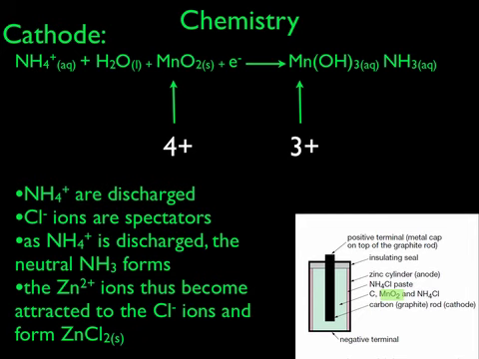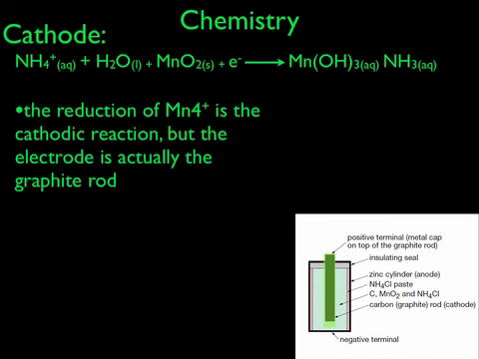So at the start of this reacting process, there is no zinc chloride present at all, but as the cell starts to be discharged overall, more and more zinc chloride will be produced. Let's have a closer look again at the cathodic reaction to make sure that we can understand what's happening. We need to know that the reduction of manganese 4 plus is this cathodic reaction. You need to identify that.